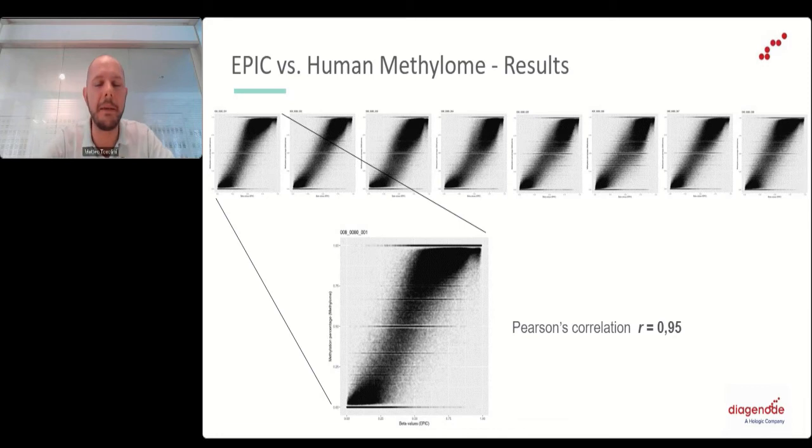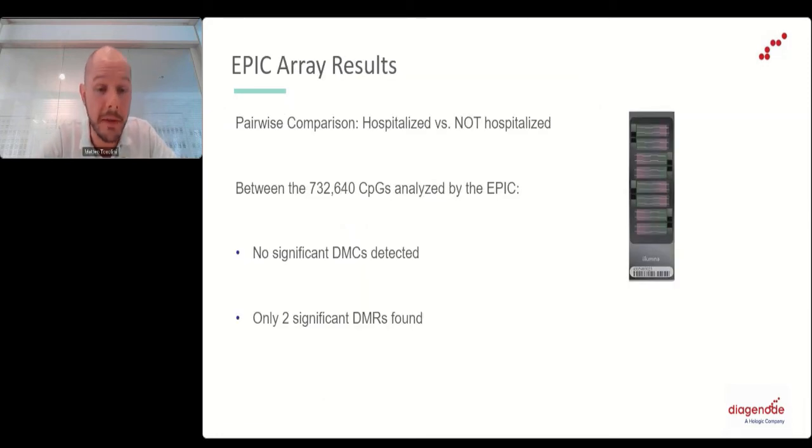Then we took a deeper look at the EPIC array results, and we performed a pairwise comparison between hospitalized versus non-hospitalized patients. Among the more than 700,000 CpGs analyzed by the EPIC after filtering and QC, we found no significant DMCs, so differentially methylated Cs, and only 2 significant DMRs, which stands for differentially methylated regions.